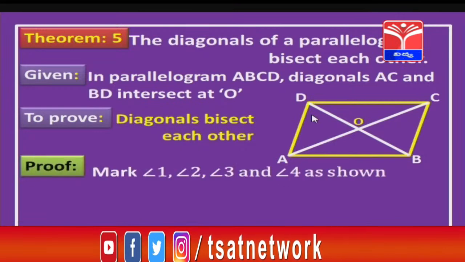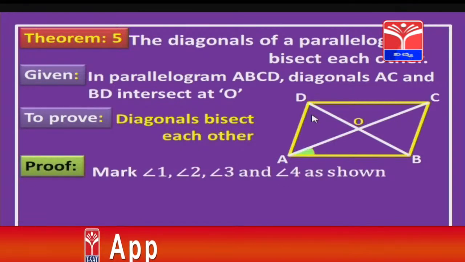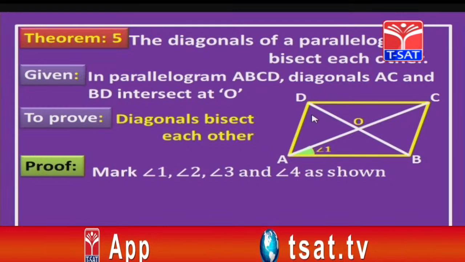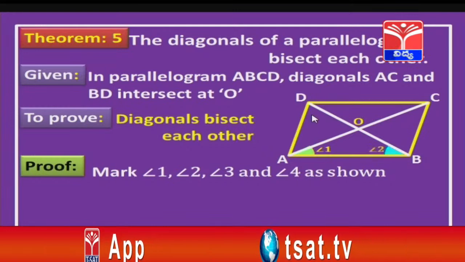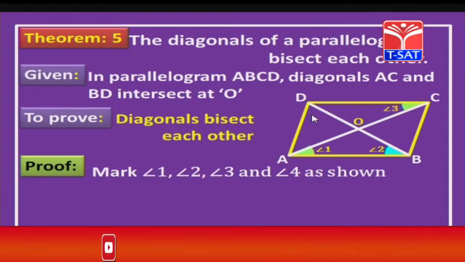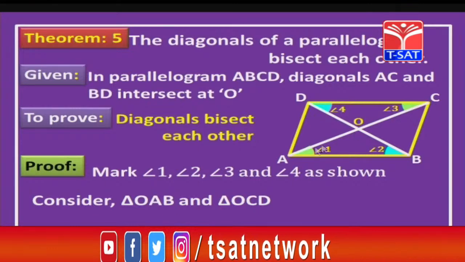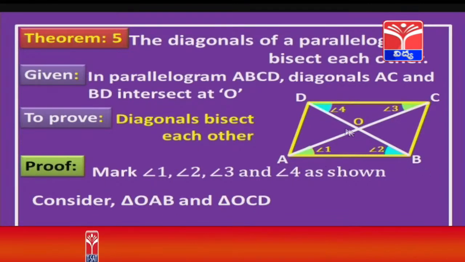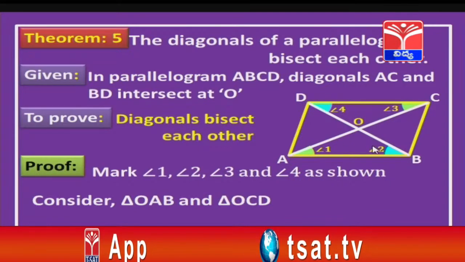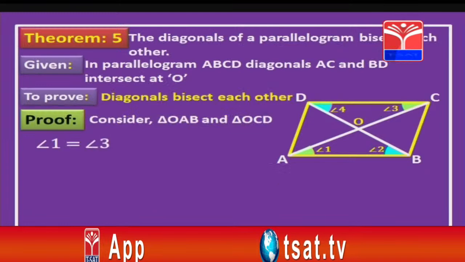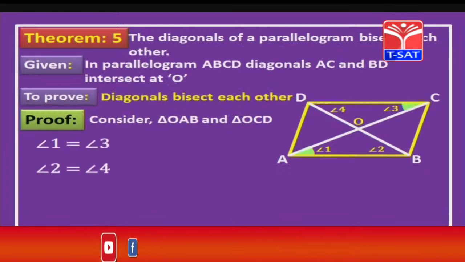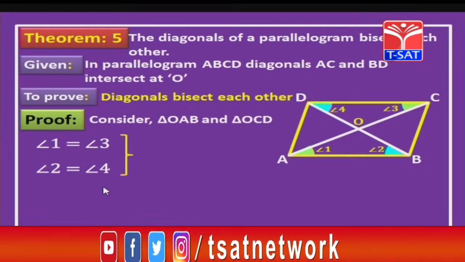So, let us mark these angles 1, 2, 3 and 4. As you can see on the screen, we are marking angle 1, angle 2, angle 3 and also angle 4. Okay, children. Consider triangles OAB and OCD. OAB, this triangle, and OCD, this triangle. Now, if we consider these two triangles, I can write angle 1 is equal to angle 3, angle 2 is equal to angle 4. But why these two angles are equal, children?